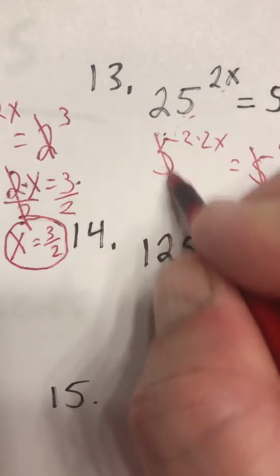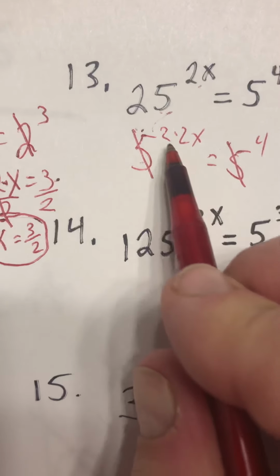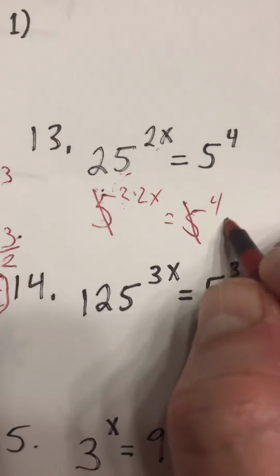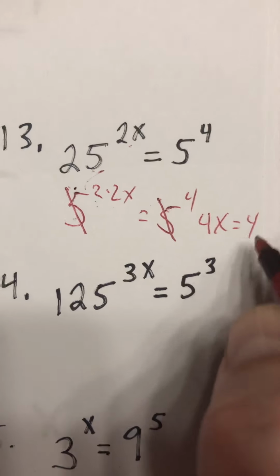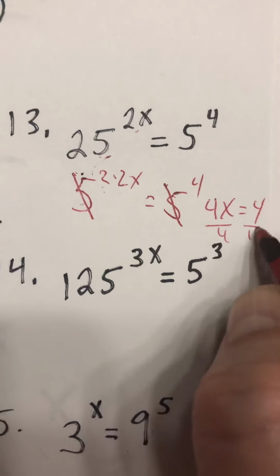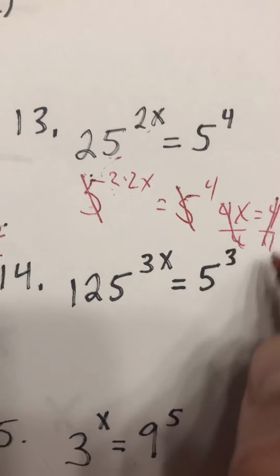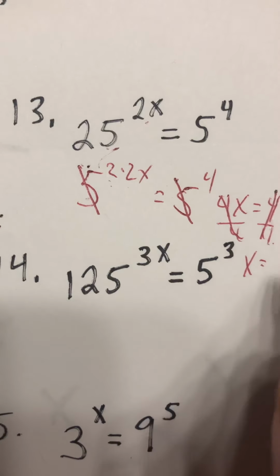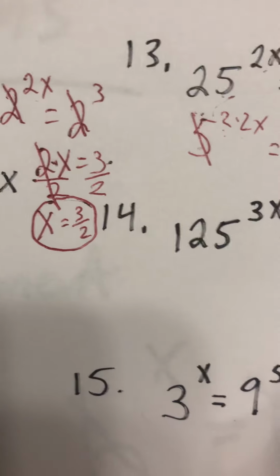Now the 5's cancel. Multiply these numbers. 2 times 2x, that will give us 4x equals 4. Then you simply divide both sides by 4. 4's cancel. X equals 4 over 4 will give us 1, just like that.